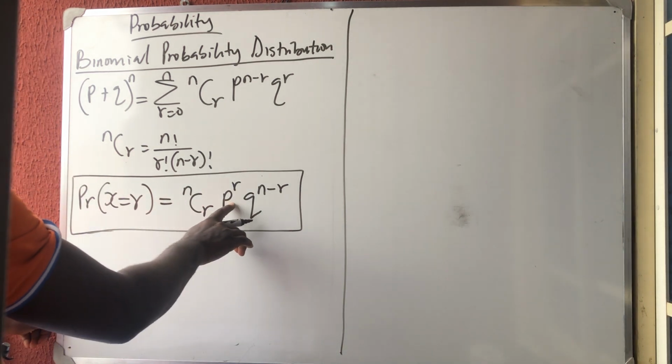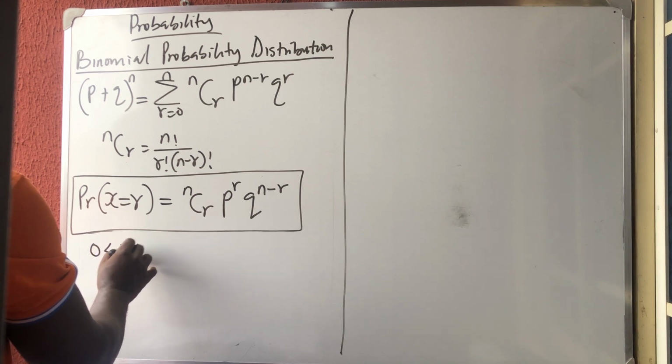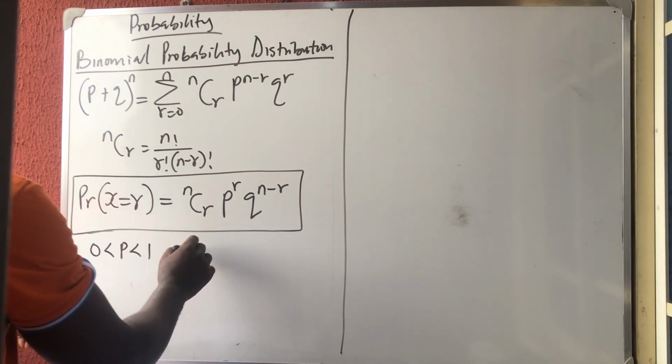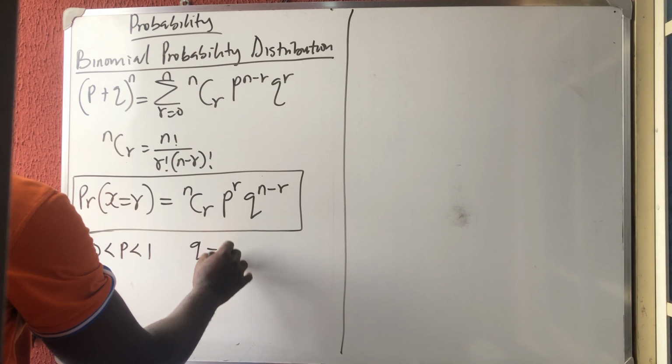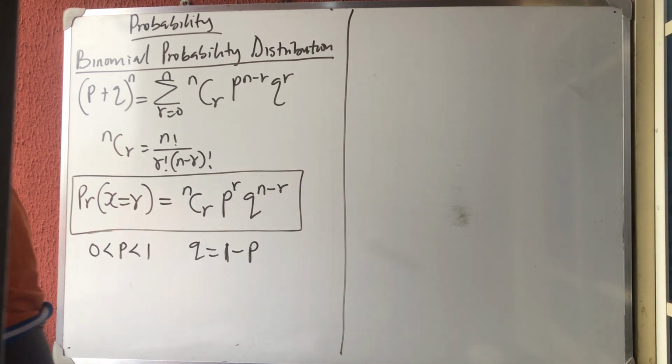And don't forget how you get your p. Your p ranges from 0 to 1. Then my q is simply 1 minus p. Don't forget that. Okay, so let's solve a question.